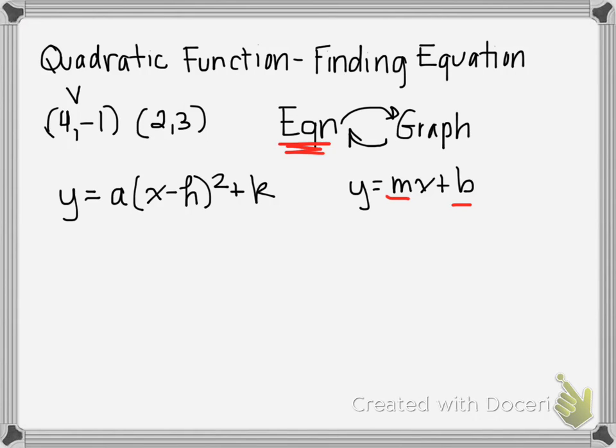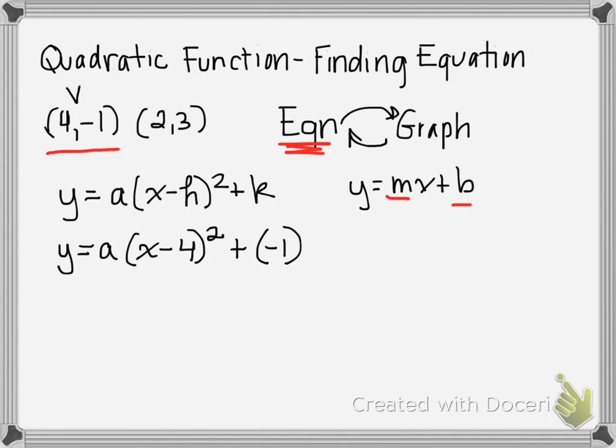With a quadratic, we are going to use the vertex, and here, if you look to the upper left, my vertex is 4, negative 1. We're going to plug that in. So I'm going to have y is equal to a times x minus the x-coordinate of the vertex squared plus the y-coordinate of the vertex. So that is how that equation works.